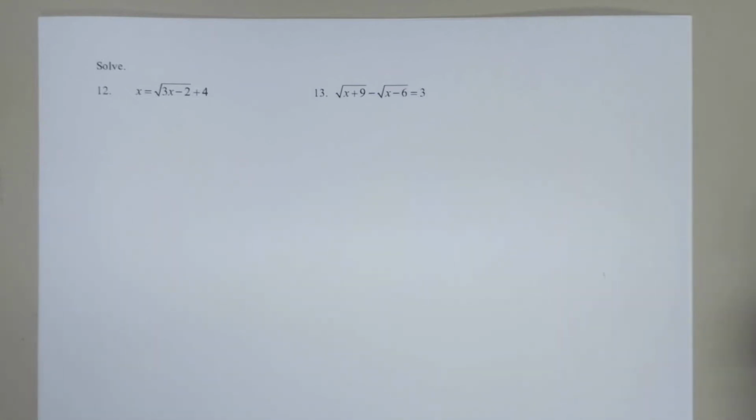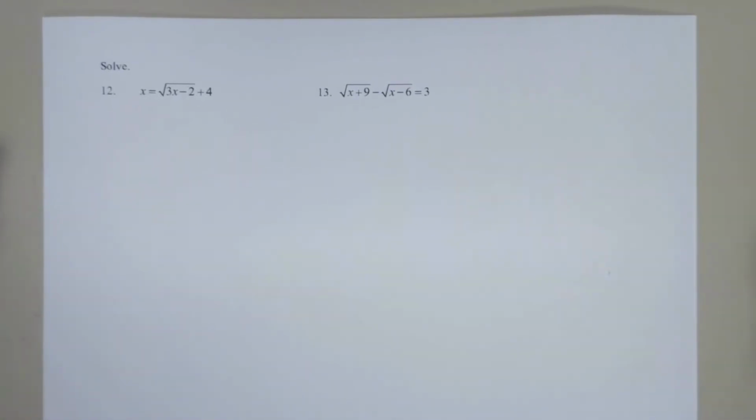Alright, in this video I'll be doing part 2 of the test for review. So on number 12 here we're dealing with the radical equation, and so in a situation like this we want to isolate the radical and then we'll square both sides.